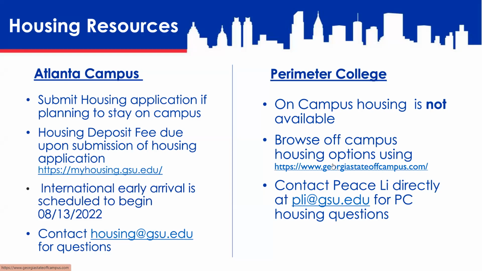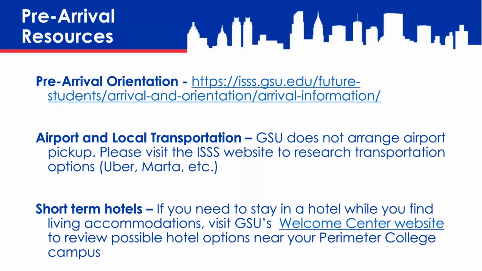All right. So the next one is your pre-arrival. Pre-arrival is important because ISSS needs to report back to the immigration office to let them know the students have been here legally, and are entitled to all the responsibilities and privileges as a student at Georgia State University. So we have to check you in so that you can access all the other resources. Also, if you need airport local transportation.